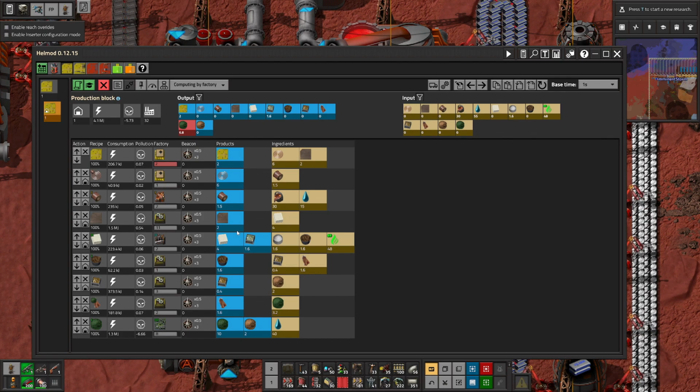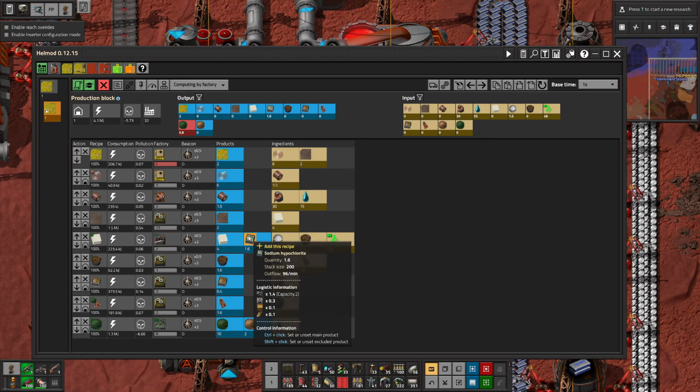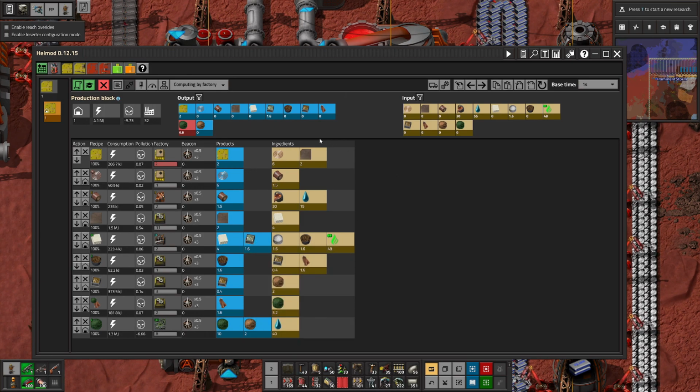Just because all it's going to need as an input is water. The other process needs blades, which requires iron plates, and I'm not sure I want to consume the iron for that purpose right now. Okay, so we're going to get sodium hypochlorite as a byproduct here.